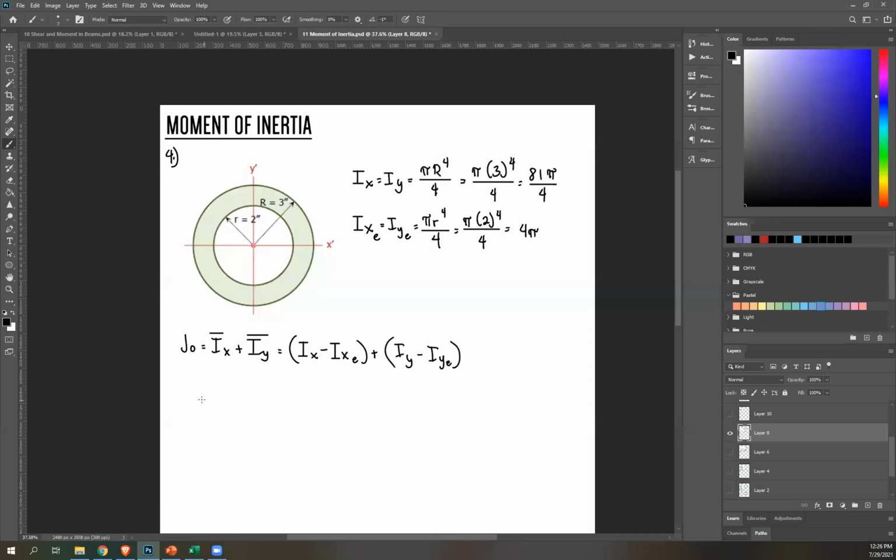So let's sub in our values. Ix is just 81 pi over 4 minus Ix sub e, that's 4 pi. And then since they're symmetrical, you can just multiply by 2, or you can just write it out as well. Iy is the same, 81 pi over 4 minus Iy sub e. Please solve. What's the answer? Now, if we're getting the final answer, you should write it in decimal format, not in terms of pi.